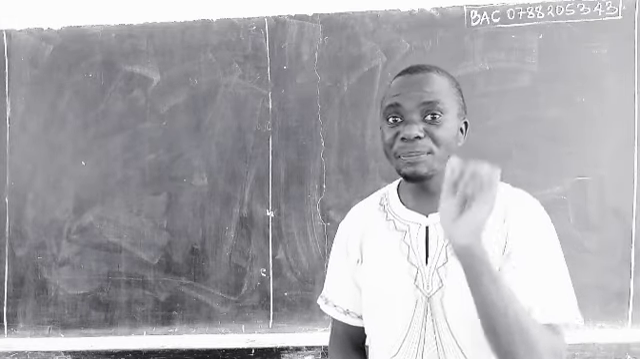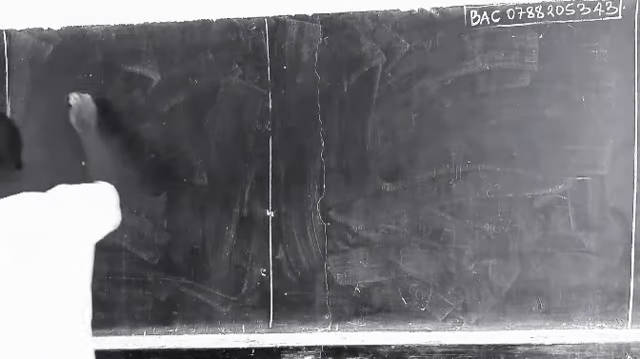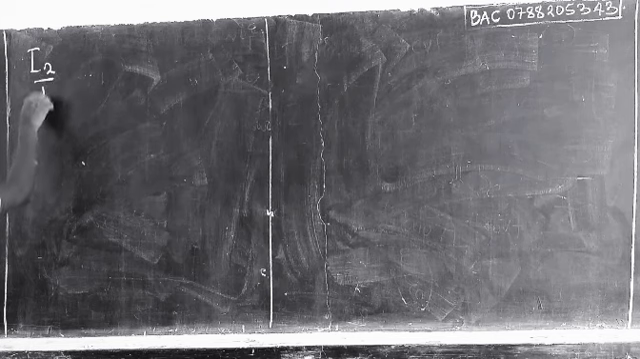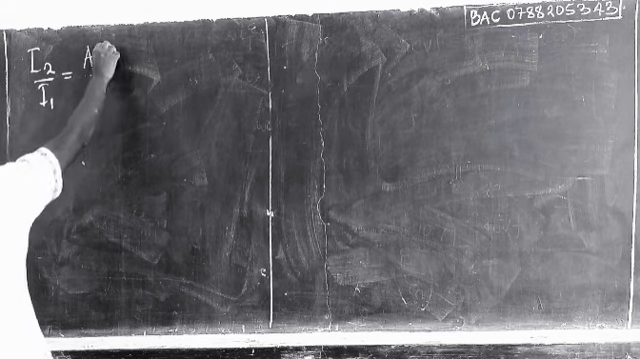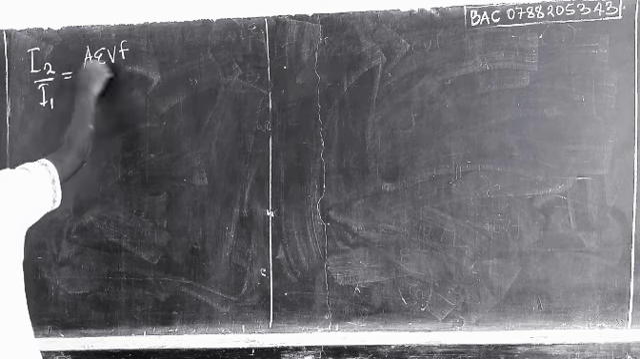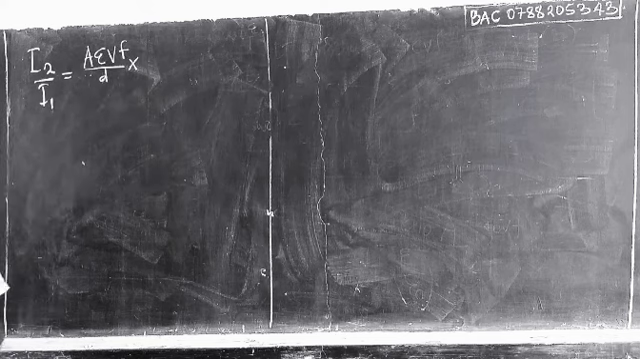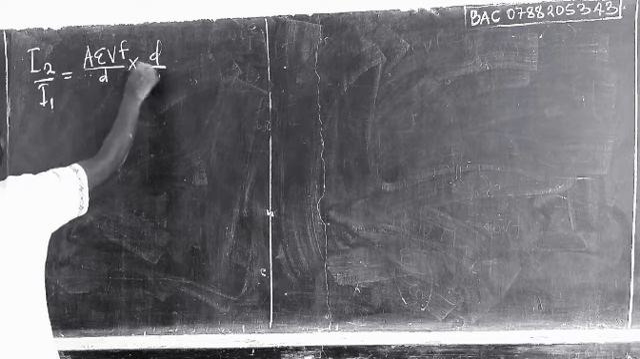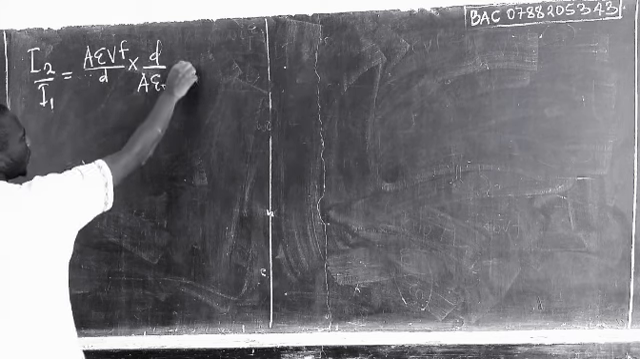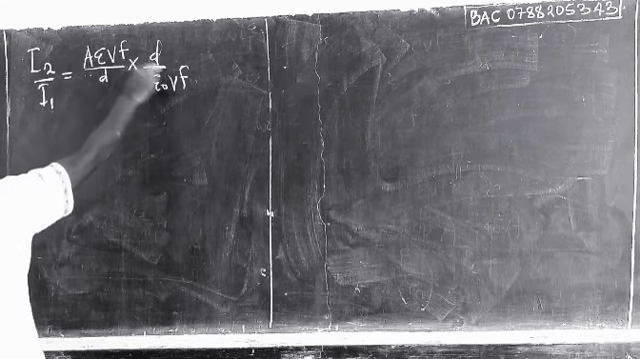After that performance, you will realize that I2 out of I1, what will it become? Remember, I2 was A epsilon V F out of D. When you divide by I1, I multiply by the reciprocal, which is D out of A epsilon naught V F. This D will cancel, this A will cancel, V will cancel, and F will cancel.